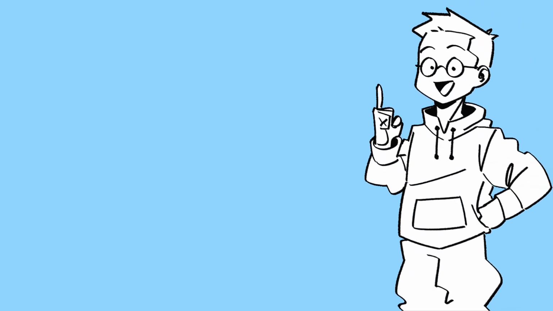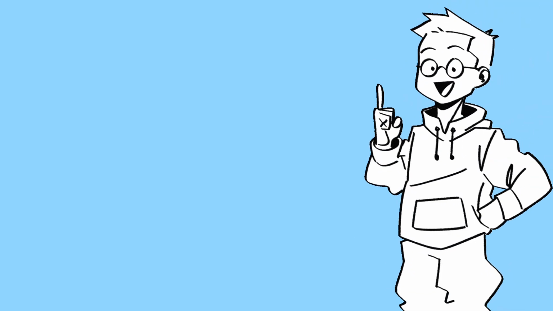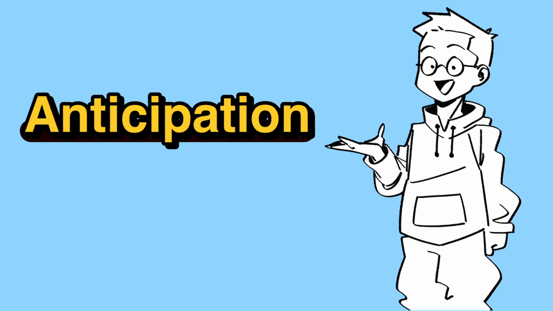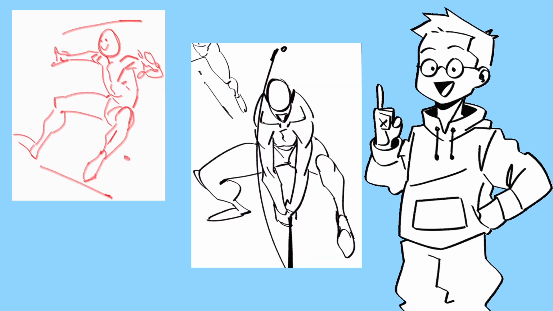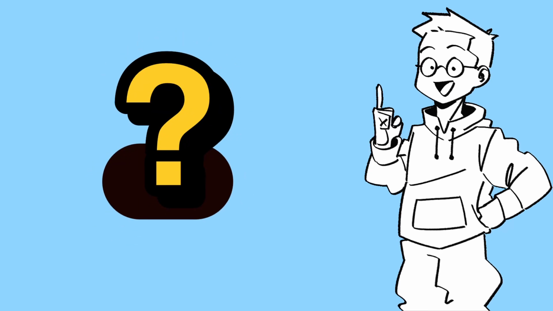Now, another way I like to draw dynamic figures is by implementing the anticipation of a movement. So first we had a character in the middle of a movement, a character at the end of a movement, and now we have a character that is about to move.